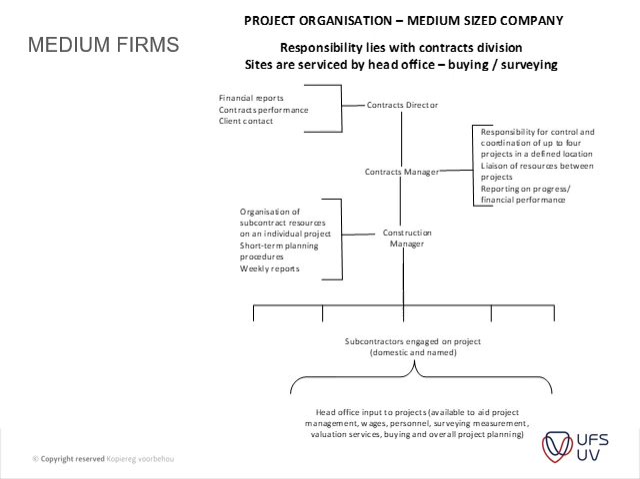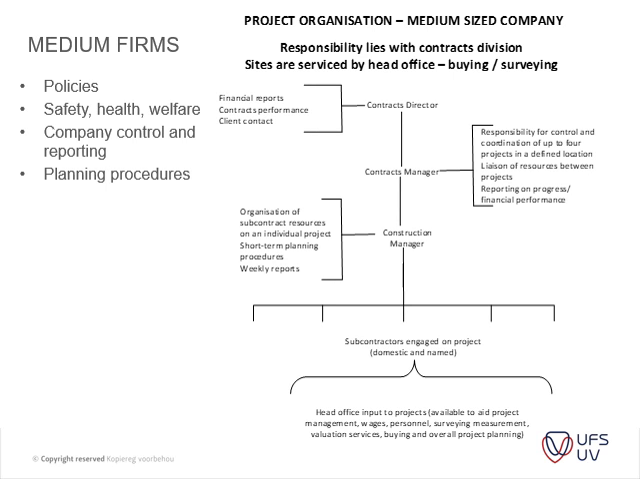Okay, then looking at medium firms, a little bit more complex. You have policies that starts playing a role, safety, welfare, company controls and reporting, planning procedures, etc. Okay, so you've got your principal director, contract manager, construction managers, and then you've got your subcontractors underneath these guys, and then your construction managers handle organization of subcontractors, resources, and individual project, short team, procedure, weekly report, and so on. That goes to the contracts manager, and he reports back to the director.